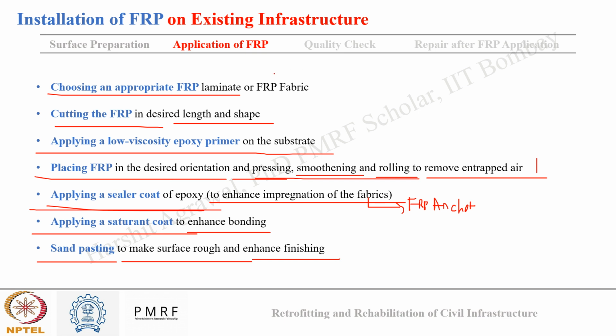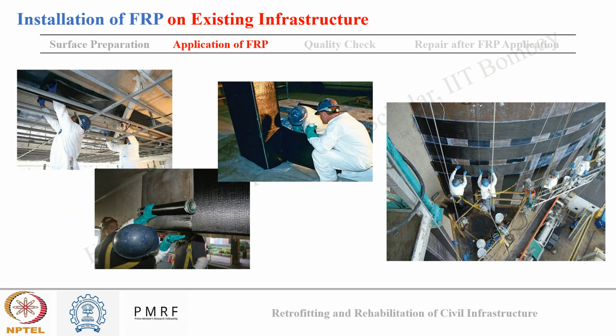So these are the different steps in which FRP is applied on the existing structure. In these images you can also see installation work that has been carried out. In the first image, on the T-beam of the floor, both shear and flexure strengthening was done. On the column you can see FRP confinement material was placed, and in this one shear and flexural strengthening was done. Here also you can see shear and flexural strengthening. Here you can see FRP confinement.